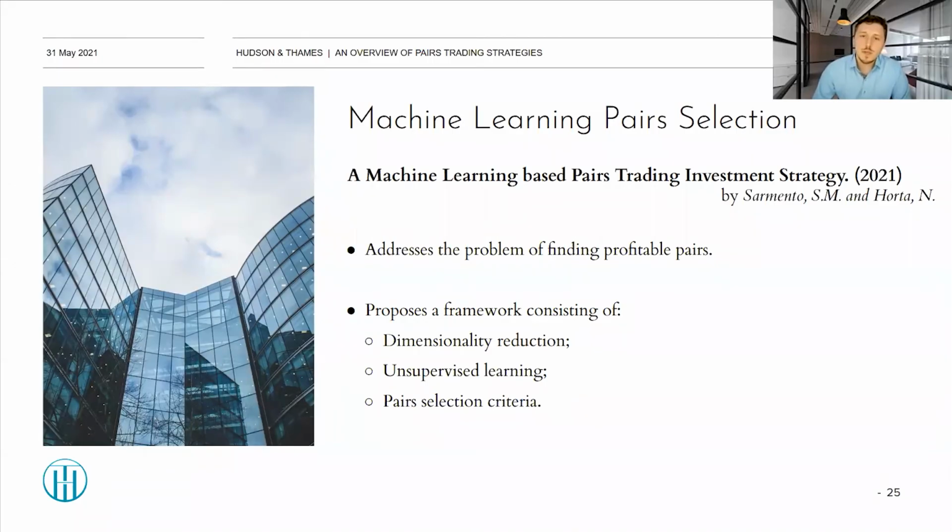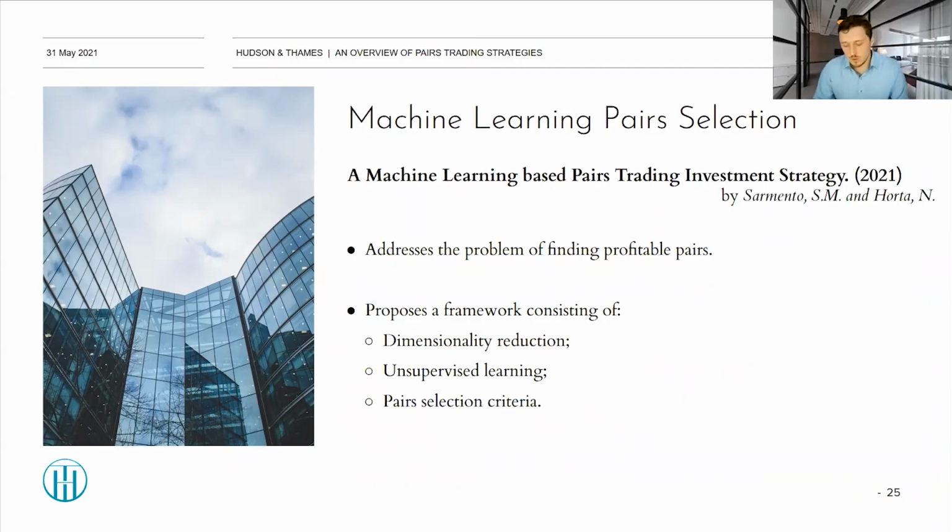So first would be machine learning and pair selection. And we decided to showcase this as a separate method, even though it's also not covered in the original Krauss paper, because it provides a really great framework for people who are searching for pairs to trade in their strategies.